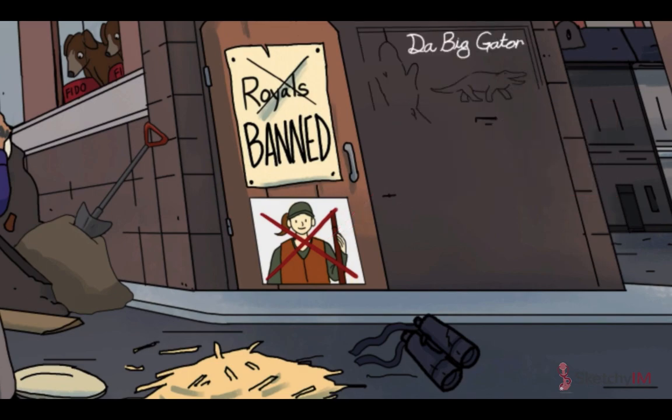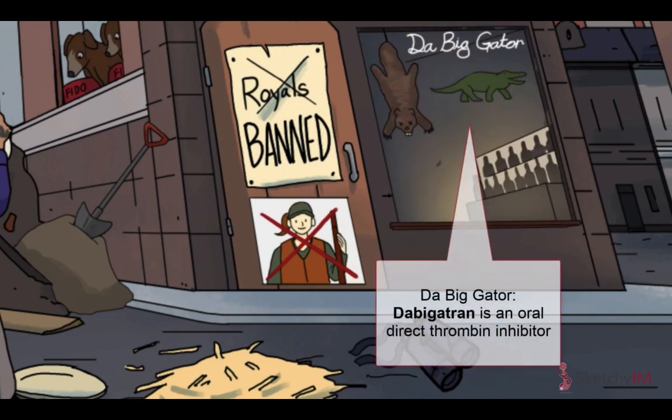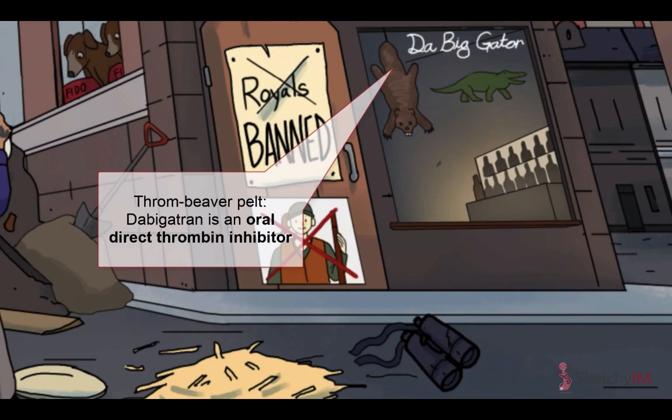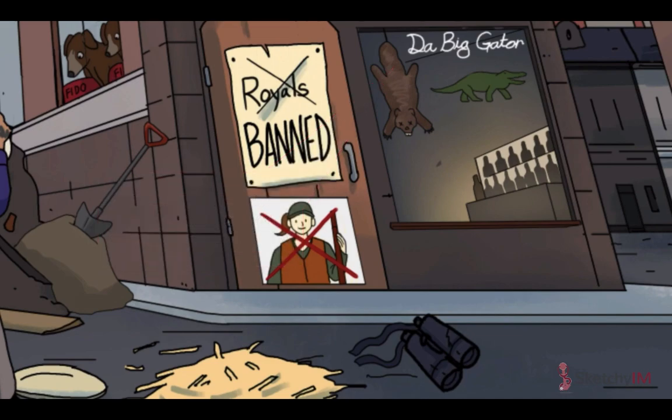Moving on, let's take a load off inside Dvt Gator Bar, where they only serve the oral direct thrombin inhibitor, dabigatran. So refreshing. Our old friend from Sketchy Farm, the Thrombeaver, is back, although this time he looks a little worse for wear. Those were hard times in France, for the working class and beavers alike. Anywho, let that dead Thrombeaver pelt remind you that dabigatran is an oral direct thrombin inhibitor.